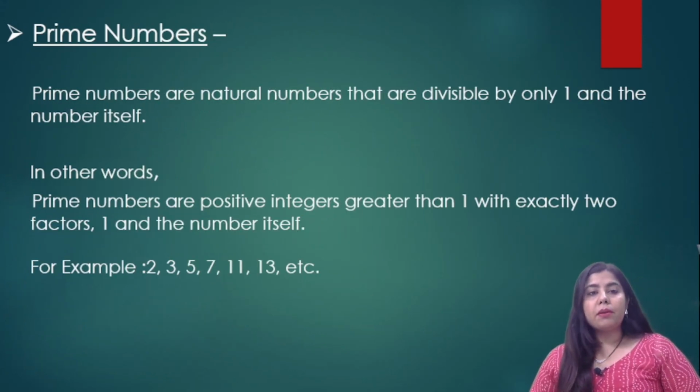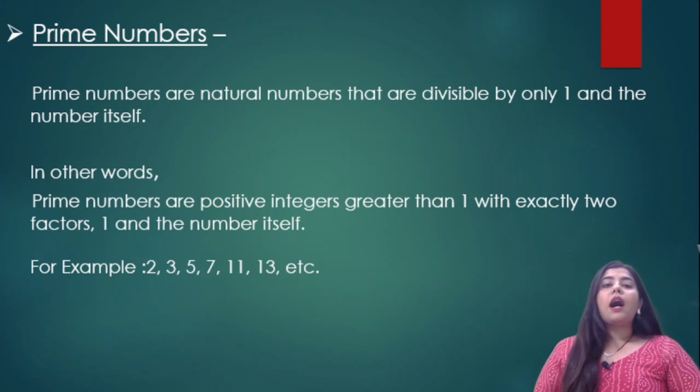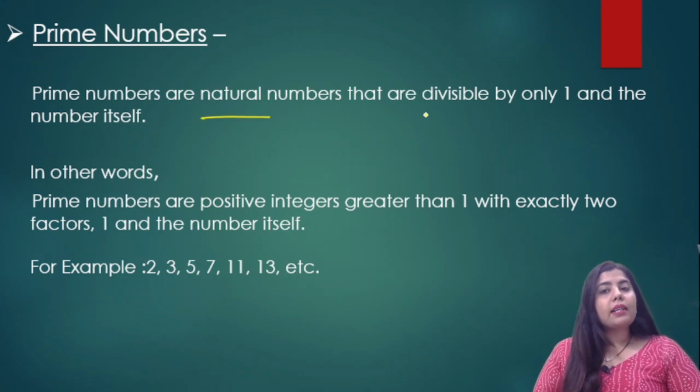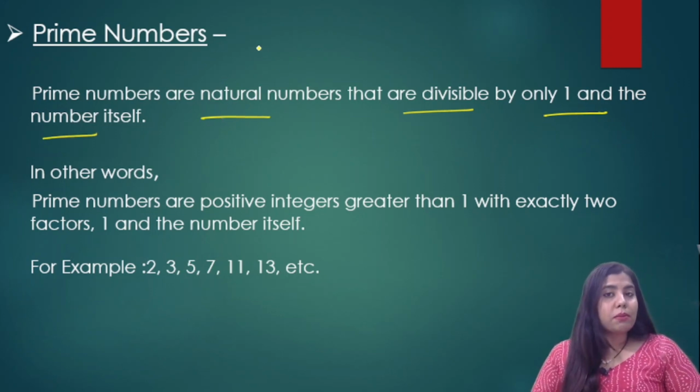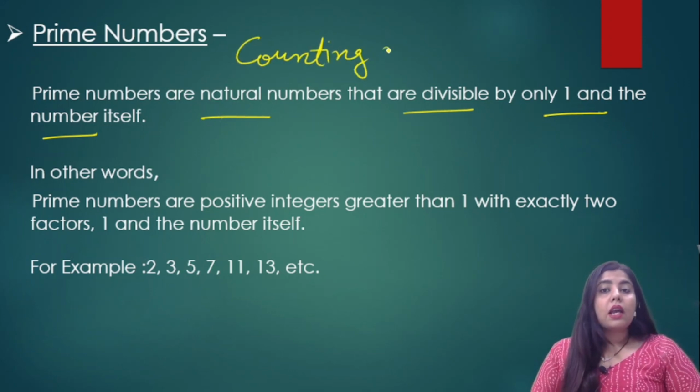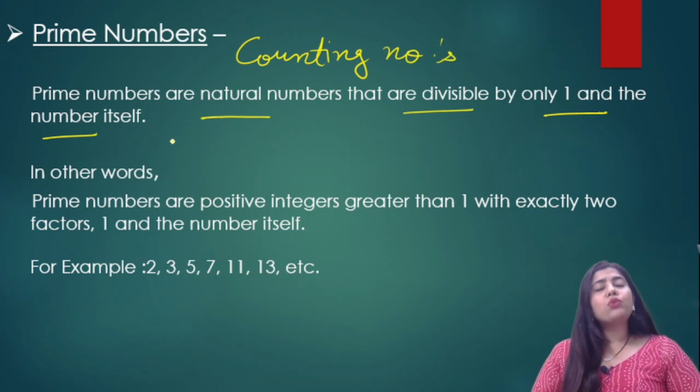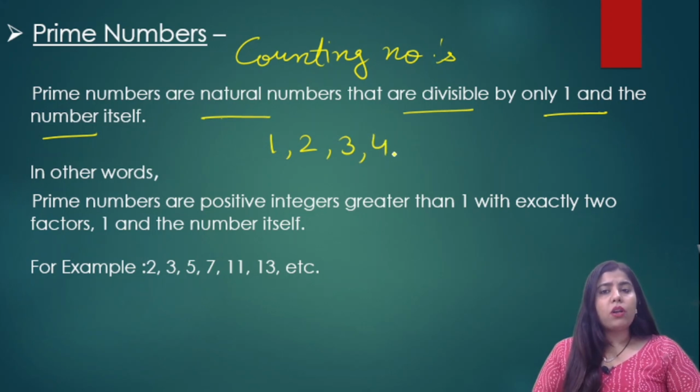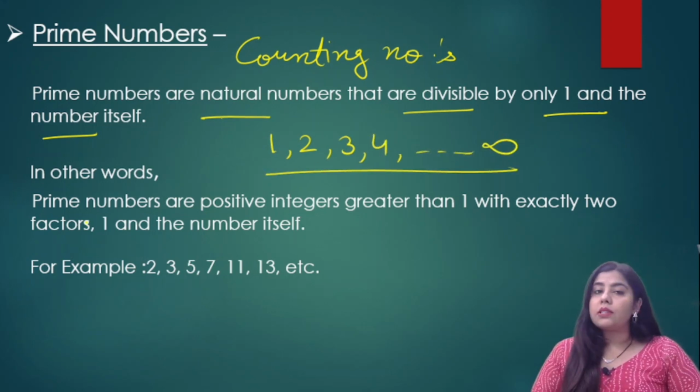See, the prime numbers. Prime numbers are the natural numbers that are divisible by only 1 and the number itself. What does this mean? First of all, we all know what natural numbers are. Natural numbers are the counting numbers, right? Counting numbers means those numbers which we use to count anything, like 1, 2, 3, 4, and so on, up to infinity. They all are natural numbers, right?